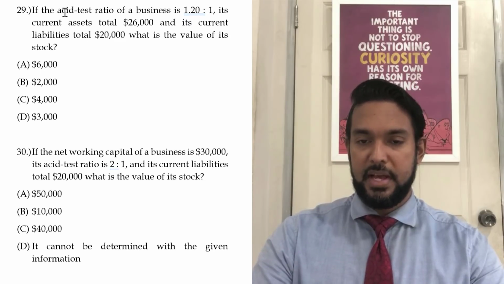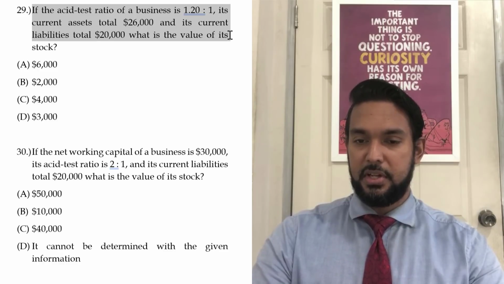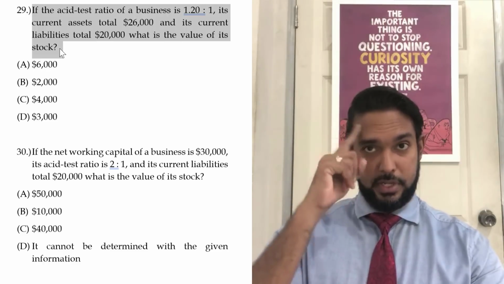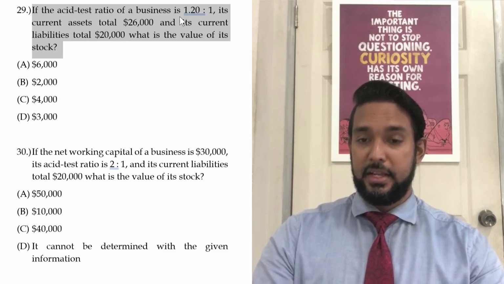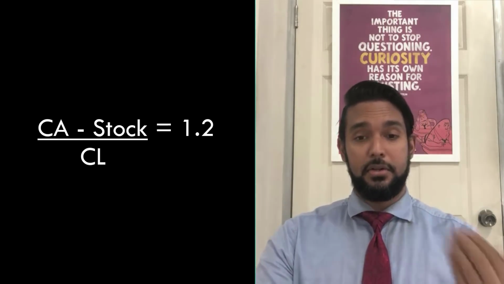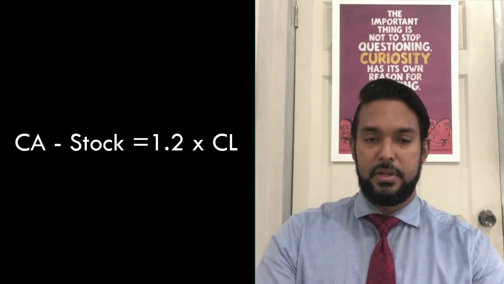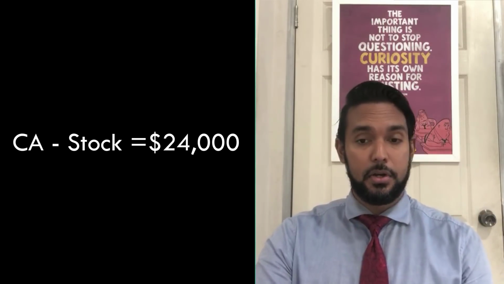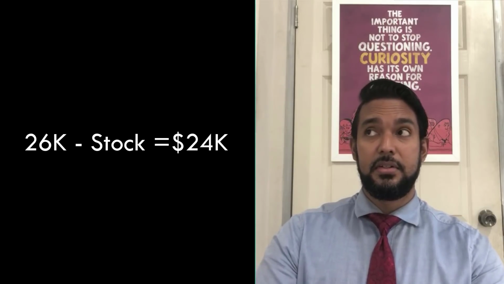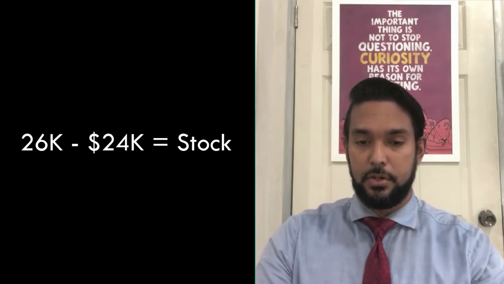29, sorry. If the asset test ratio of a business is 1.2 to 1, its current assets total 26 and its current liability total 20, what is the value of its stock? Let us think. Current assets is 26, current liability is 20. To get the asset test, it's current assets minus stock divided by current liabilities. Now that's equal to 1.2. So all we have to do is multiply current liabilities by 1.2. That's going to give us 24,000, and that's current assets minus stock. And if current assets is 26 and current assets minus stock is equal to 24, 2,000 is your stock.